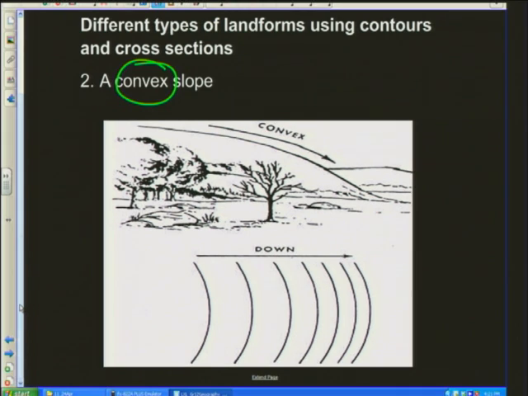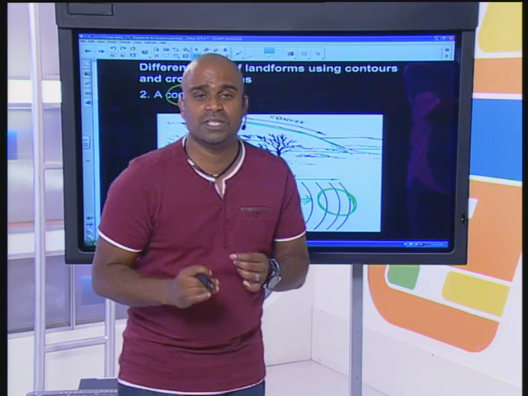A convex slope starts off with the contour lines that are far apart, and gradually they come close together. Note the shape of a convex slope, starting off gradually with the contour lines being far apart and then coming closer together to create a level of convexity on that particular slope.